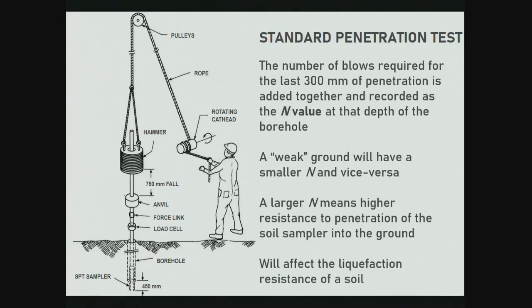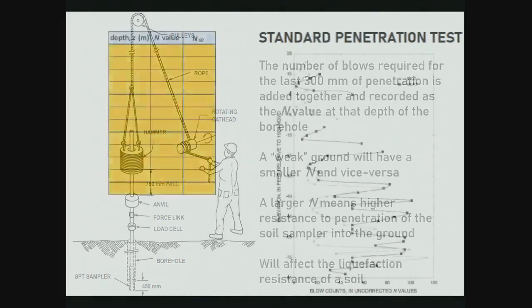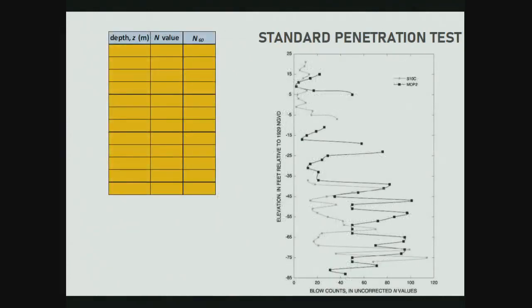Now this may also be very relevant when we are talking about liquefaction. If you have loose soil which can be penetrated easily, then that is also likely to be liquefied easily. On the other hand, if you have denser soil, then it is likely to be difficult to liquefy. So if I go back to the profile, this is how we will get the soil profile. You have depth versus N value, and these N values are the raw N values.